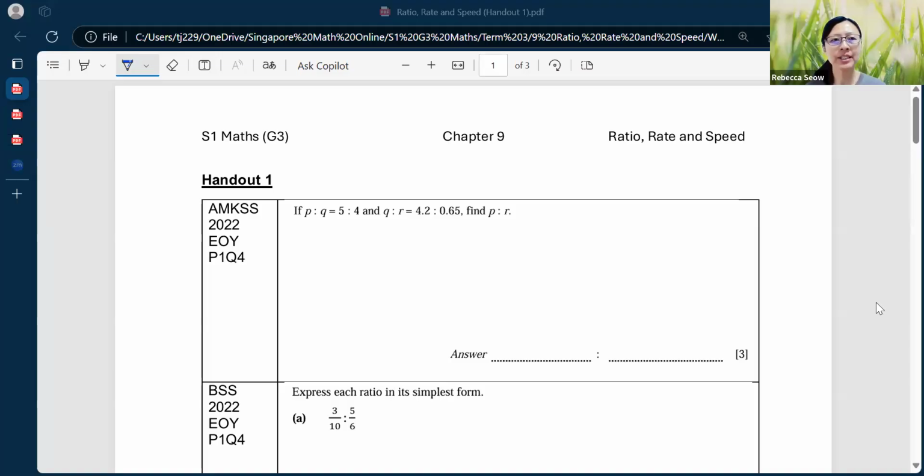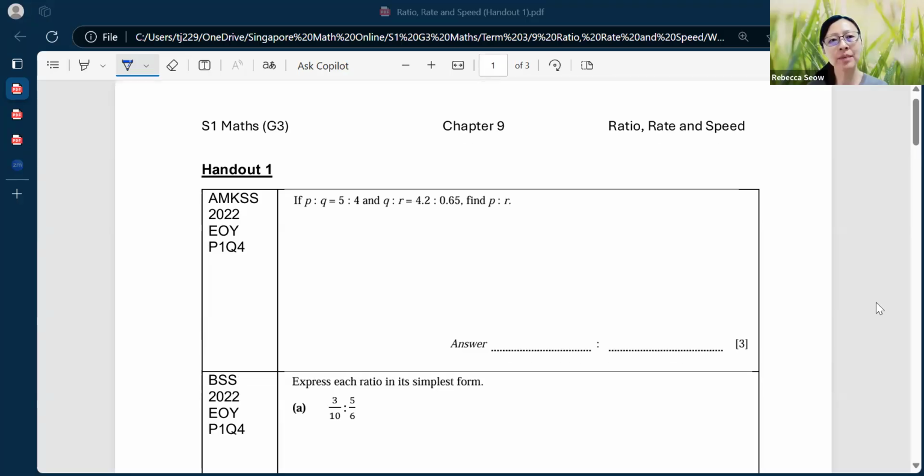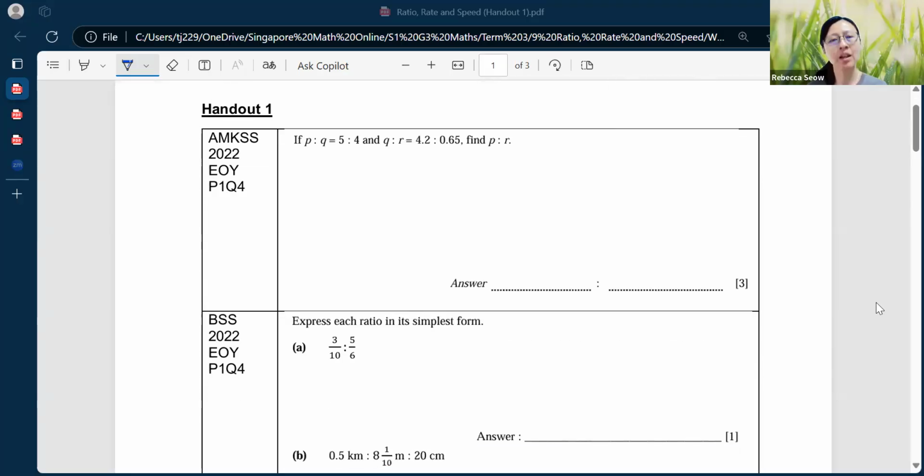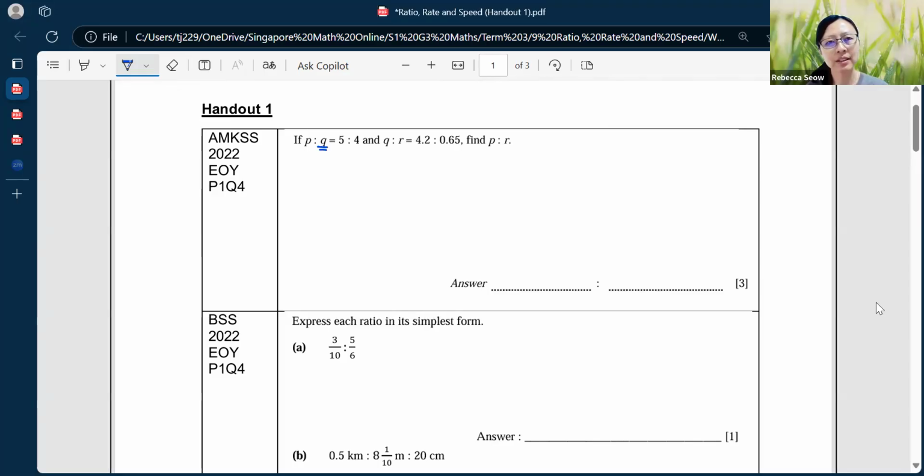So handout 1, first question is taken from Ang Mo Kio Secondary School, 2022, EOY, Paper 1, Question 4. Here we're given two pairs of ratios. The first ratio is P to Q, and the second ratio is Q to R. You will notice that in both ratios, Q is the quantity that is repeated.